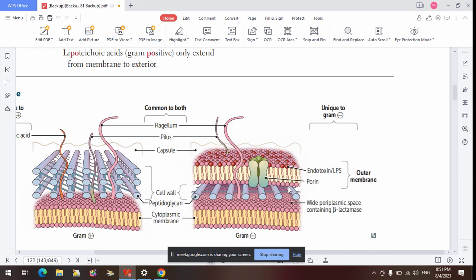So N-acetyl muramic acid and N-acetyl glucosamine attached to a protein, what do you call that? Peptidoglycan. The peptide and the glycan. Glycan means carbohydrate. What are the carbohydrates? N-acetyl glucosamine and N-acetyl muramic acid. So if you have a complex of the N-acetyl sugars and the peptide, you call them peptidoglycan, and that is the composition of the cell wall.